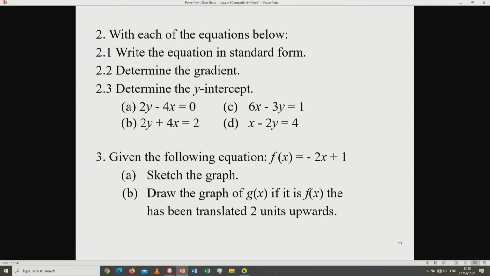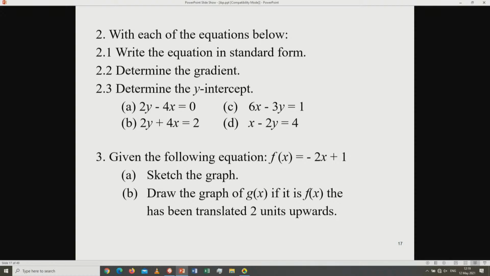Right, please, then you can do B, C as well as D. Very important, make sure that you practice that, Grade 10s. And the other one now: given the following equation, f(x) is equals to minus 2x plus 1, sketch the graph. You can use the table, or you can use the dual intercept method. And then B, after that, you draw the graph of g if f(x) has been translated 2 units up. You know very well what's going to happen. Maybe I can skip A and talk about the equation of B. What do you think will be the equation of g after f has been translated 2 units up?